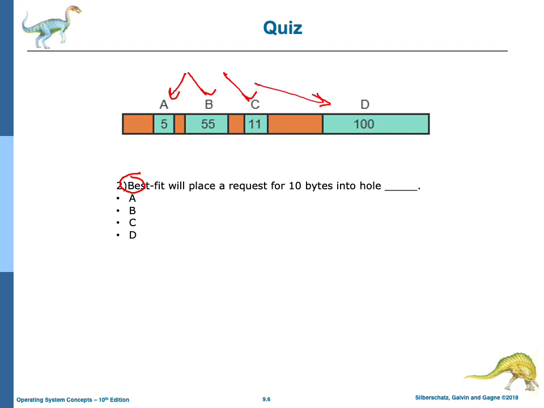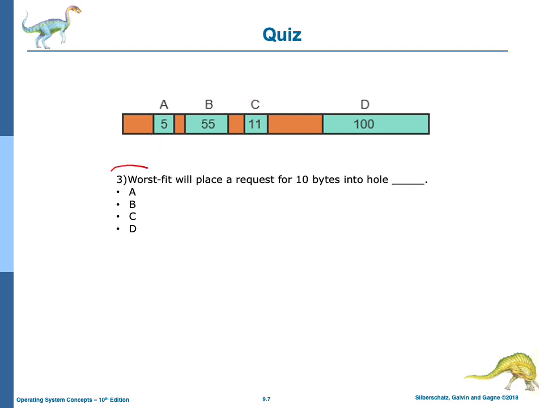Now, if we are using best fit, then we will compare all the 4 holes that we have. The smallest of them is 5, but the process will not fit in. The next smallest is 11, and that's a good choice if we're using best fit. However, if you're using worst fit, of course, we're going to use the biggest hole, which is of size 100 bytes, and that's where we're going to put our process.